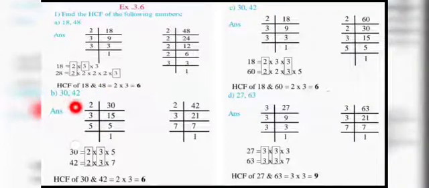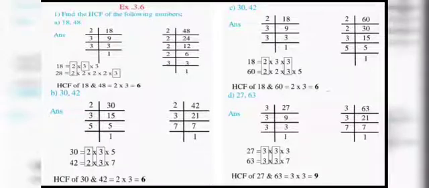Then for 30 and 42. For 30, we will do the factorization separately, and for 42, we will also do the factorization separately. 2 15s are 30, 3 5s are 15, 5 1s are 5. Similarly, 2 21s are 42, 3 7s are 21 and 7 1s are 7. Again listing all the factors of 30 and 42 separately and then circling the common ones, we get 2 and 3 again. When we multiply these, we get 6 as the HCF of 30 and 42.